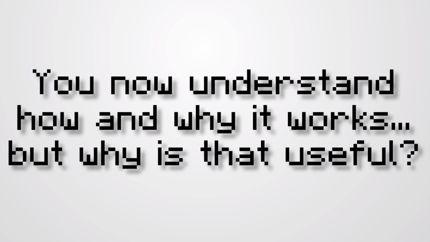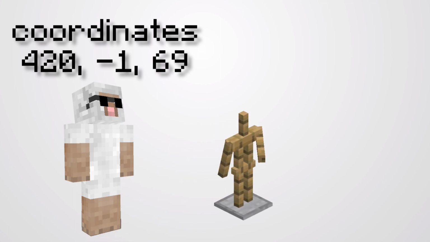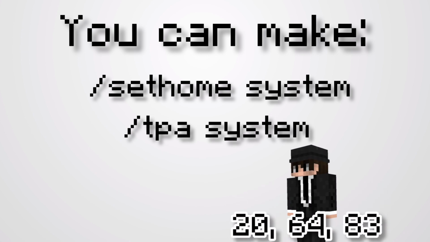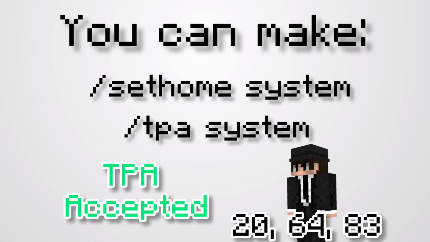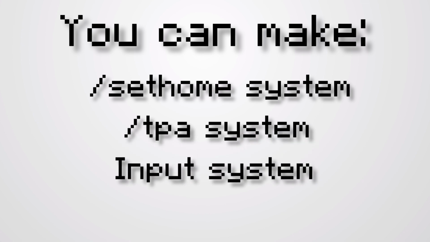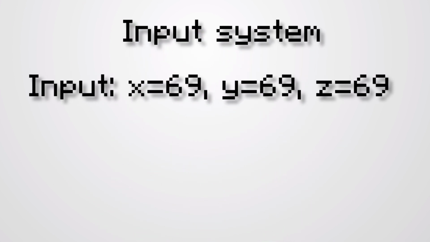So now that we know what binary is, how it works, and how you can use that to teleport people, how is this actually useful? Well, the first reason is, with a little bit of reversing, you can make an armor stand track what coordinates you're standing on. Now that you can do that, you can make a /set_home system. You can now also make a /TPA system by checking someone else's coordinates, and if they accept the request, you can TP straight to their stored coordinates. You can also make an input system where a player can input coordinates and teleport straight there, and so much more.